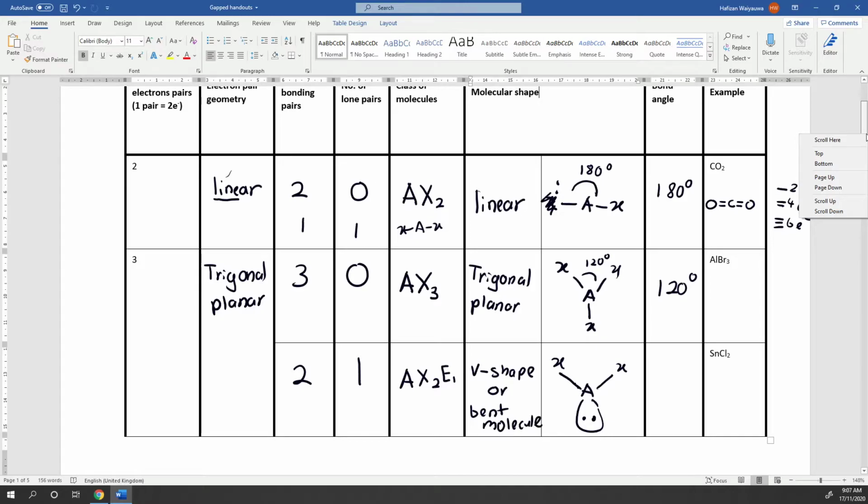Either way betul. Okay, because setengah buku guna V shape, setengah buku guna bend. Sebab V shape kalau you tengok dia bentuk macam V. Nampak tak V? Ataupun setengah buku guna bend because basically instead of straight macam ni, instead of straight linear, it is bent. Dia macam naik atas sikit. Okay, boleh tak? Boleh sir, boleh. Okay.